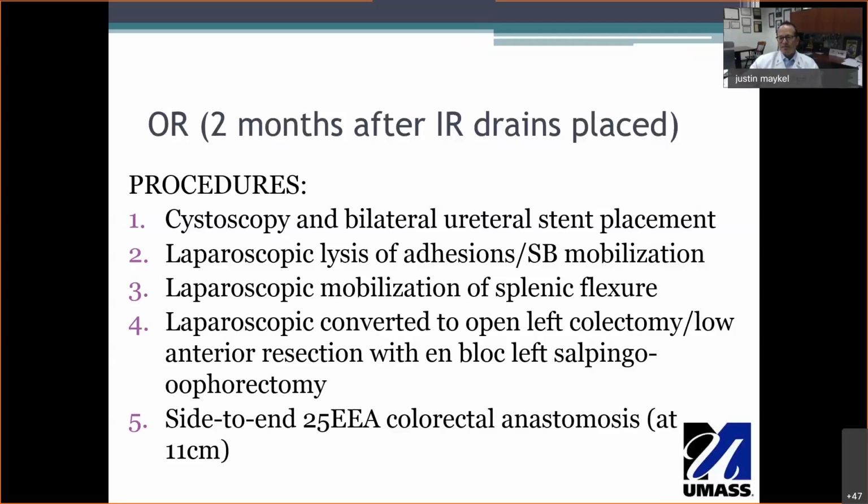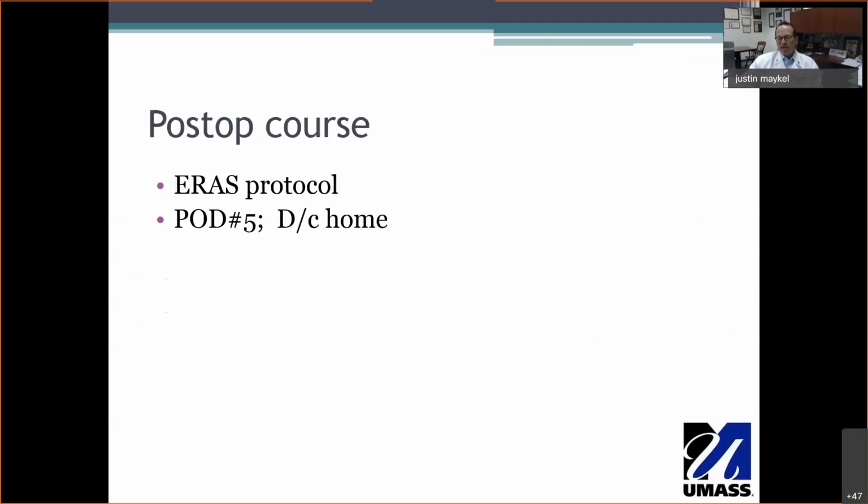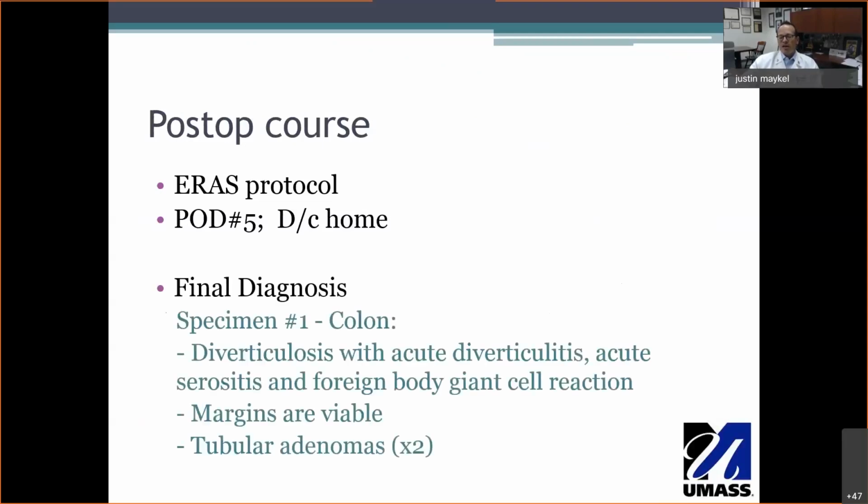Next slide, please. We put the patient on an ERAS protocol postoperatively. This was not a typical elective surgery, so instead of going home on day 3, which is our typical day, the patient went home on day 5. Next. Pathology confirmed acute sigmoid diverticulitis with serositis and abscess and foreign body giant cell reaction. The margins were healthy and viable. There were 2 tubular adenomas within the specimen as well.